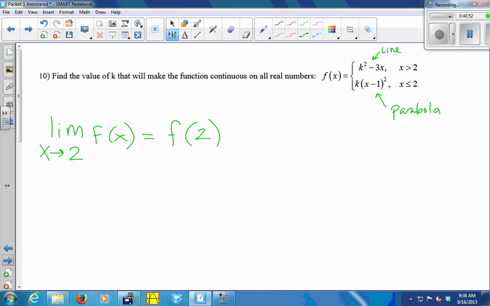What is the value of the function at x equals 2? Can you explain how you got that? Yep, when x equals 2, that means we're going to use the bottom line because this is for x less than or equal to 2. If you plug a 2 in there, 2 minus 1 is 1, squared is 1, k times 1 is k. All right, so f of 2 equals k. So I need the limit as x approaches 2 of f of x to be k.